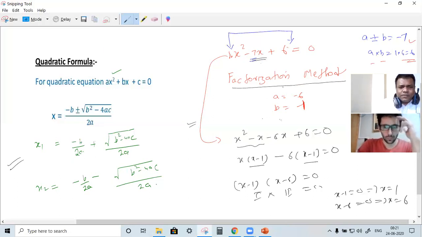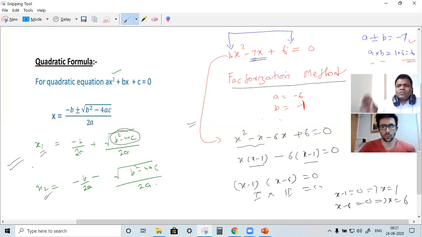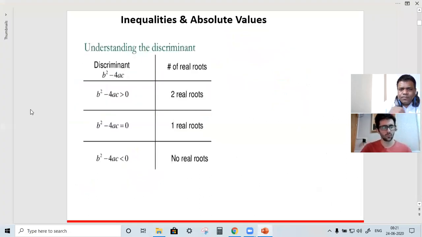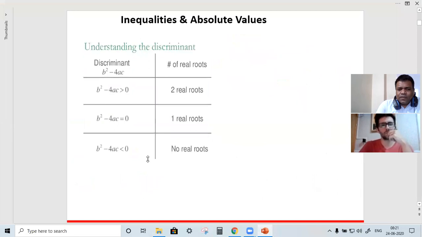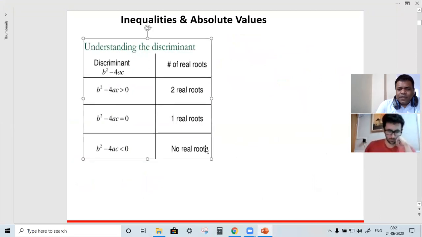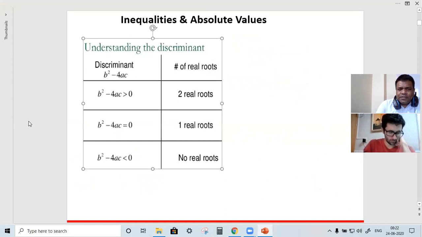Now, whether you calculate in case of formula the first root or second root, in both cases you need to calculate the value of b square minus 4ac. This is called discriminant. I'll show you in the next page. So this term b square minus 4ac is called discriminant, and by knowing the value of discriminant, we can predict the nature of roots.